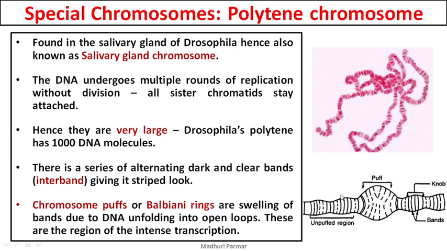These are swelling of the bands because there is loose arrangement of DNA. The DNA has unfolded. There is less condensation in this portion. Because there is less condensation, you can easily transcribe here. So wherever there is high transcription activity, that is, a lot of mRNA is made, you will find such sort of puffs. Here the genes are active and they are easily getting transcribed into RNA.